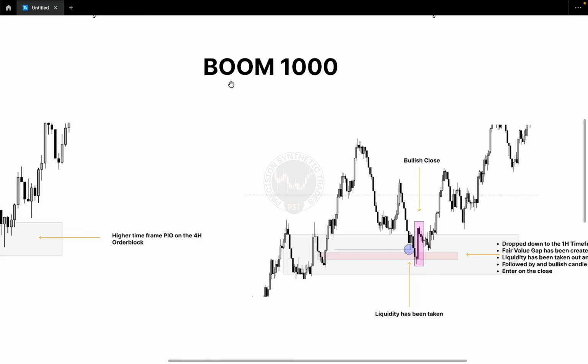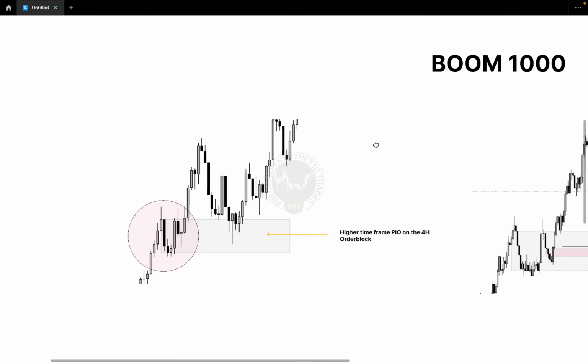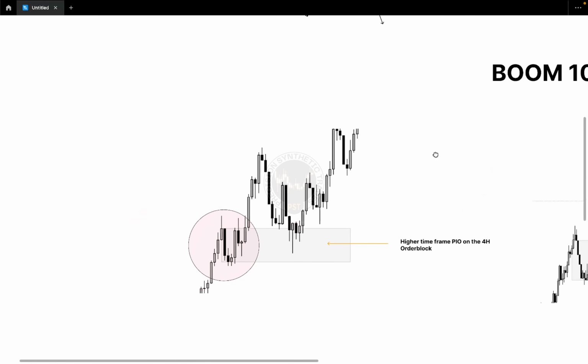All right, so the first pair we're going to look at is Boom 1000. So let's just drag this here. If this was the market in Boom 1000, you see it created higher lows, higher highs, higher lows, higher highs. So we know we are in a bullish trend. Now you can see I circled this order block here. This gray box is an order block. It's the higher time frame POI on the 4 hour. So price created this order block, went up. Now we're waiting for price to tap into our order block.